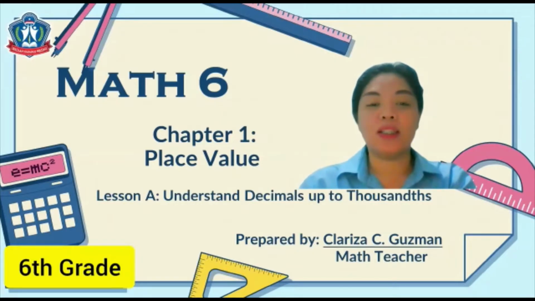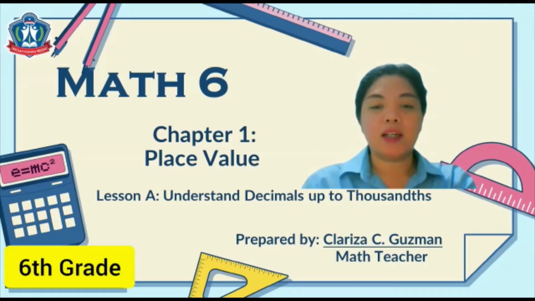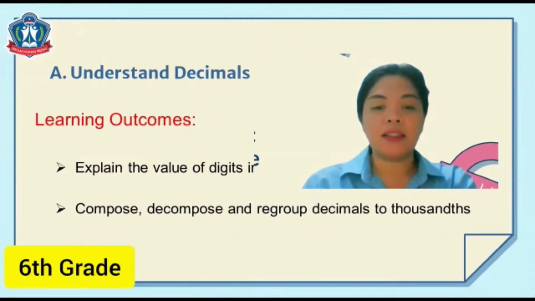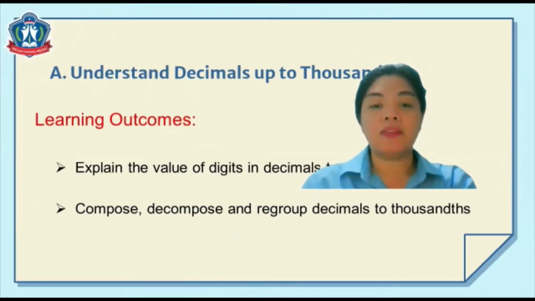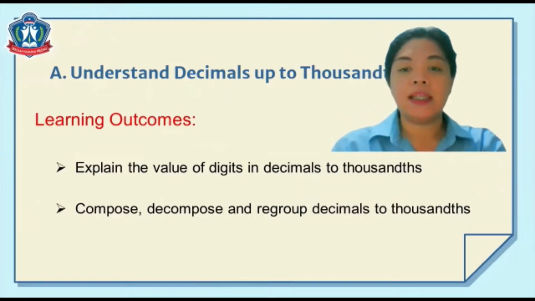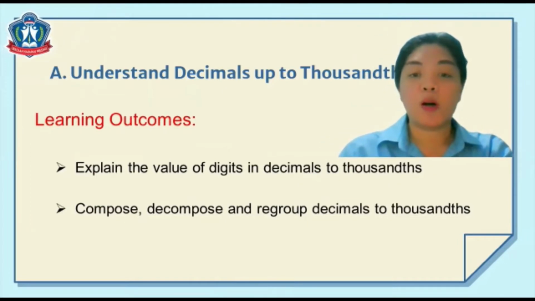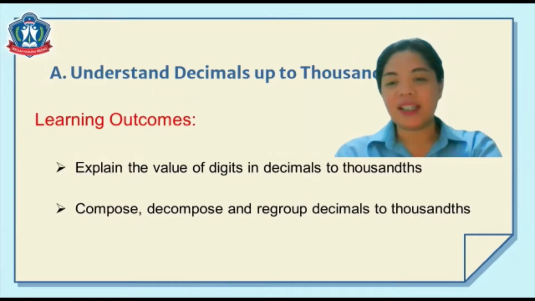And in this video, you will learn Chapter 1, Lesson A, Understand Decimals up to thousandths. The learning outcomes for this lesson are to explain the value of digits in decimals to thousandths, and to decompose and regroup decimals to thousandths. Okay, P6, are you ready?